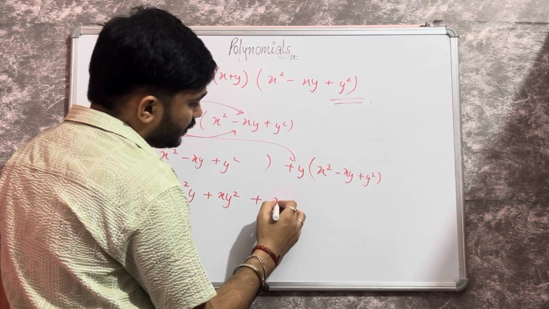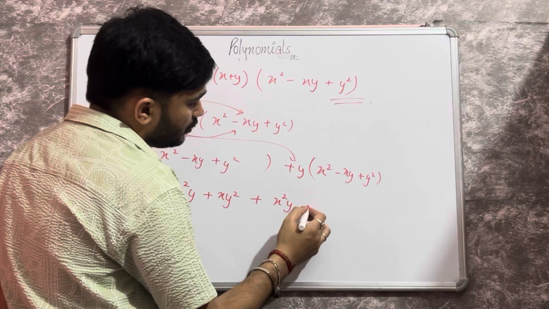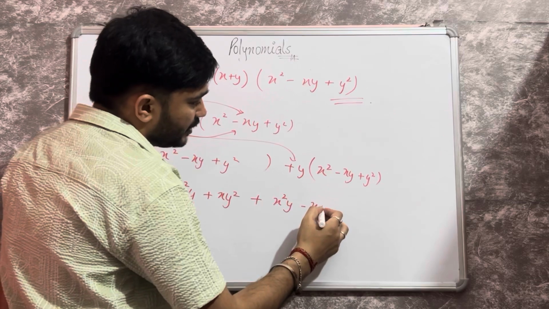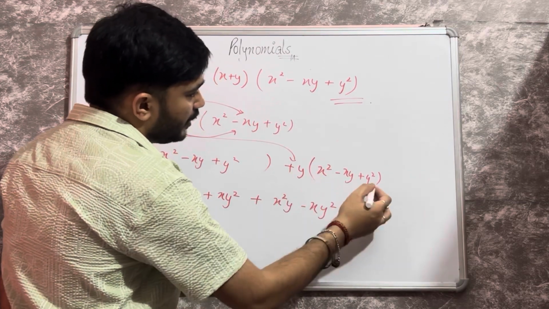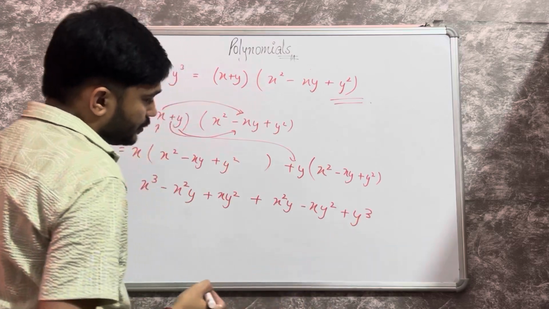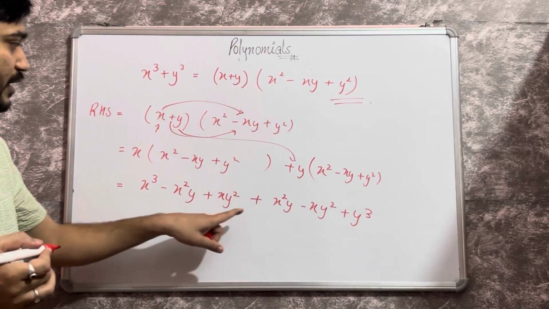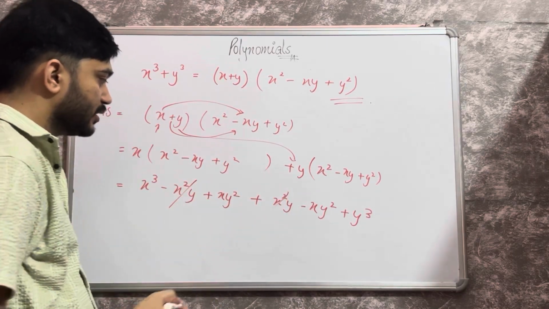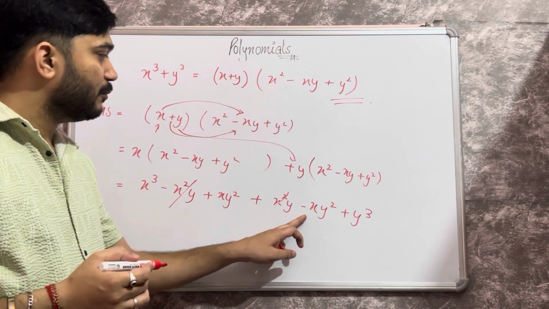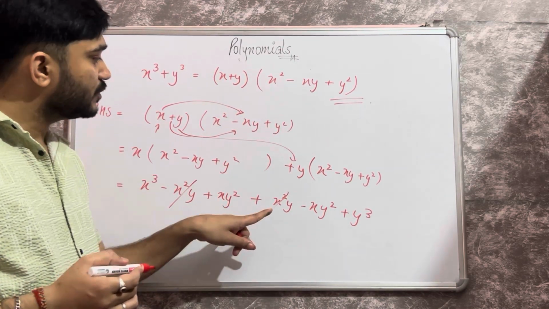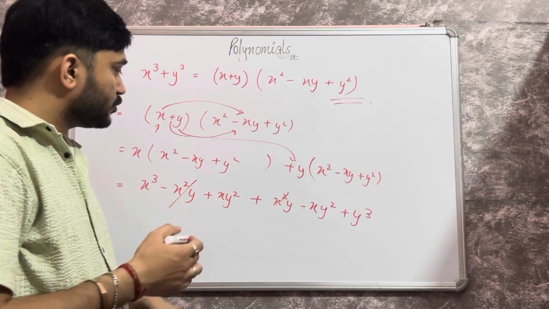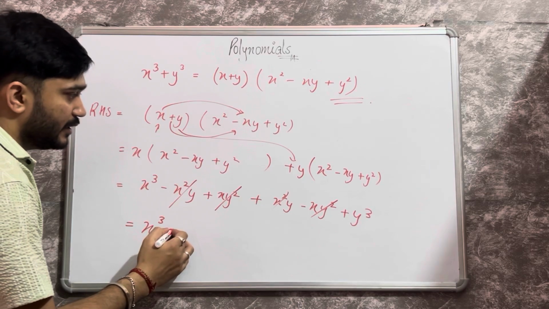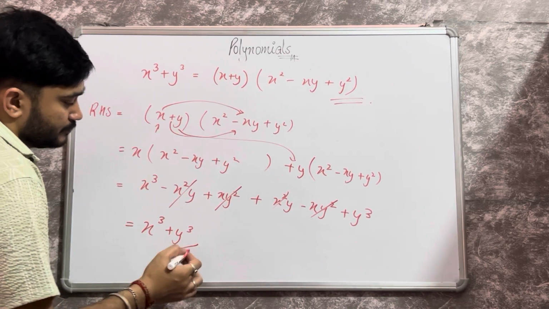y into x square you will get x square y, y into minus xy is going to be minus xy square, y into y square is y cube. Now look here, minus x square y plus x square y. Since both of the terms are the same with opposite sign, we are going to cut them. Look here, xy square and minus xy square. Since both of these terms are equal but of opposite sign, we are going to cut them as well. And you are left with x cube plus y cube.